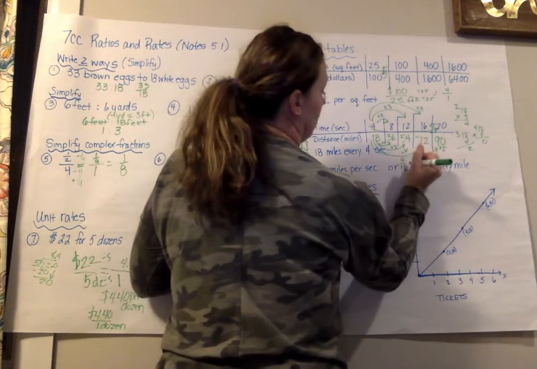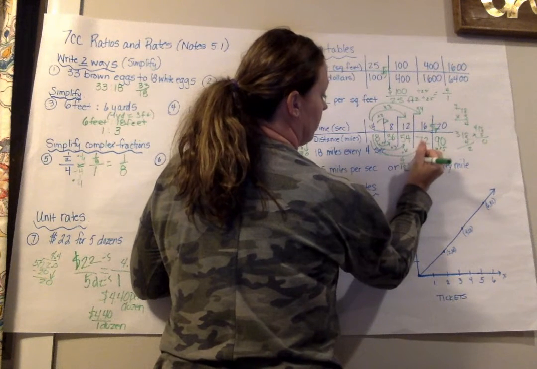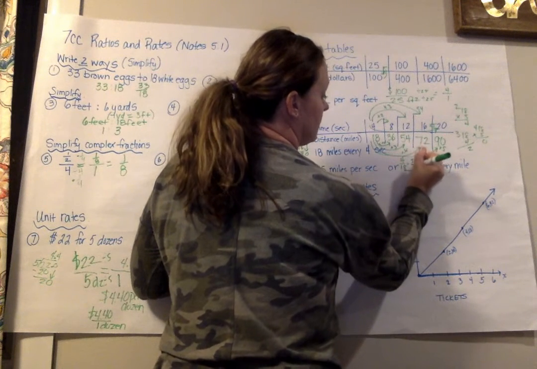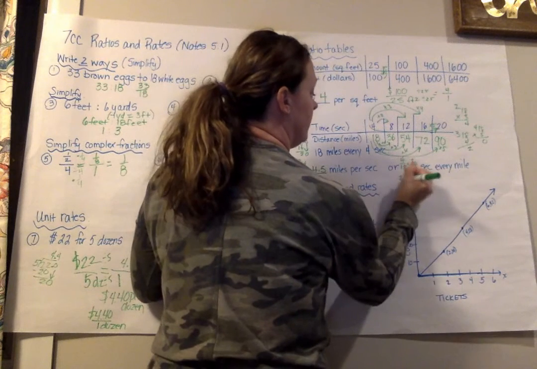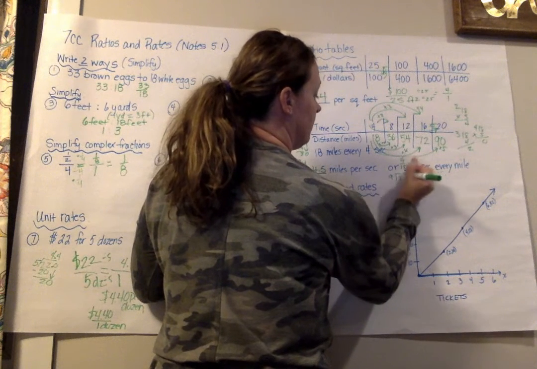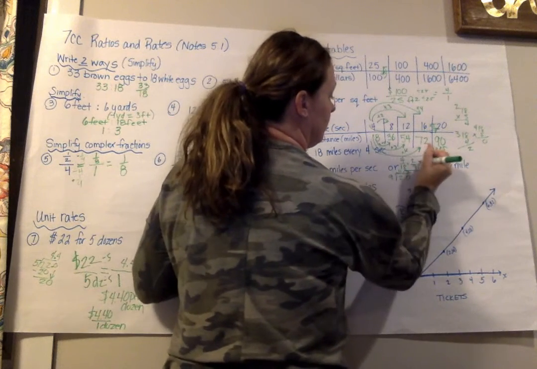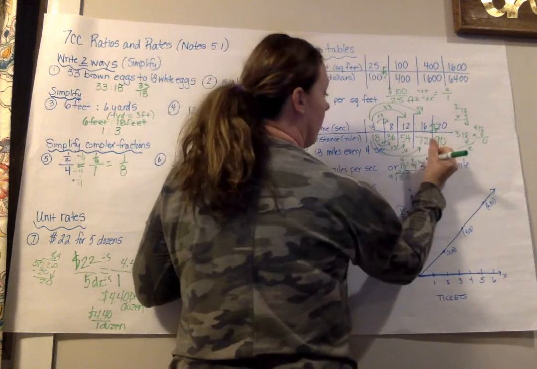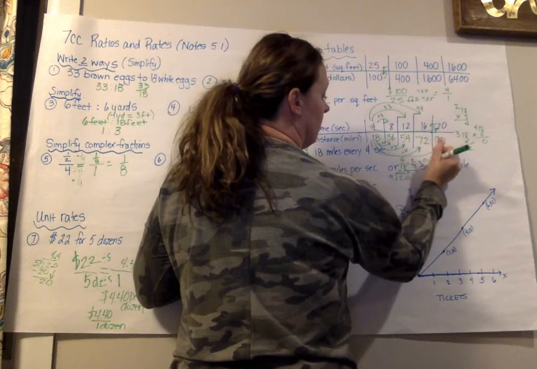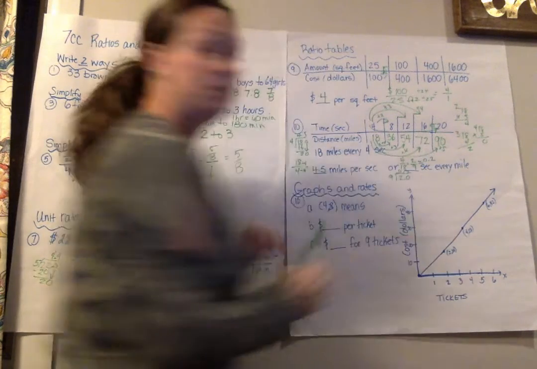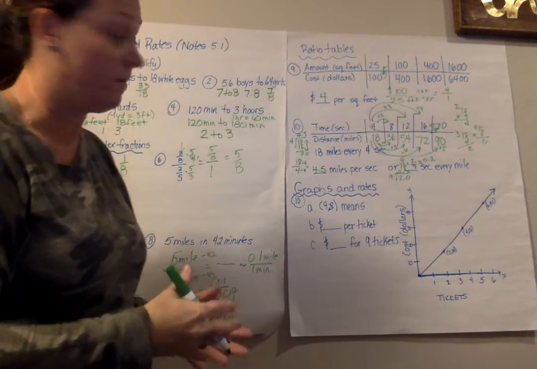This one, I'm going to simplify first to make my life a little easier. So that's 2 ninths. So I'm going to divide 2 divided by 9, and that's going to get me 0.2 repeating. So 2 ninths second per mile, or I can say it's about 0.2 seconds per mile, again, using the calculator.